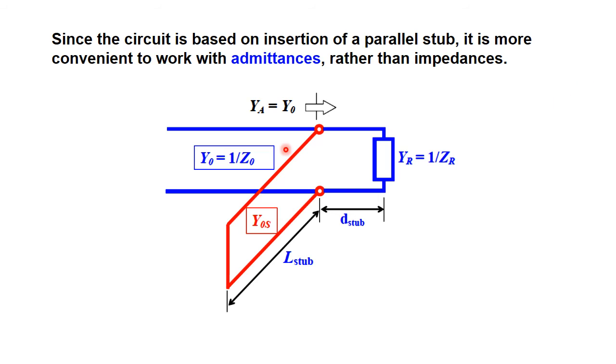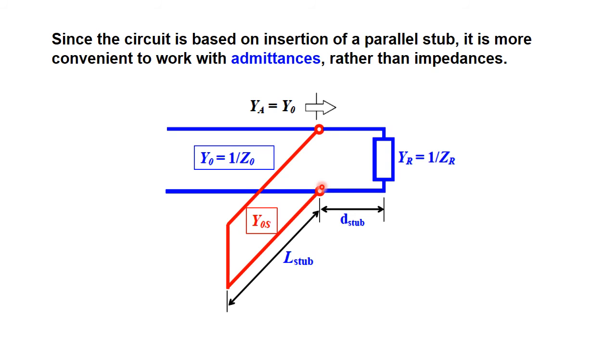So here, as the line is connected in shunt, we consider the admittance. So we convert all the impedances into admittance. And from this point onwards, we find a point where the resistive part of the load is 1. That is, the resistive part of the impedance matches with the resistive part of the transmission line.